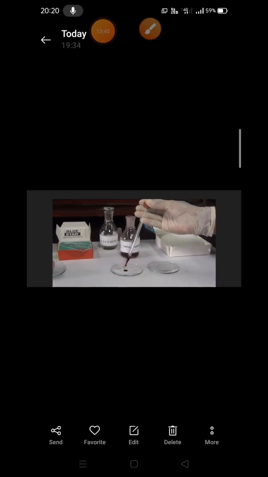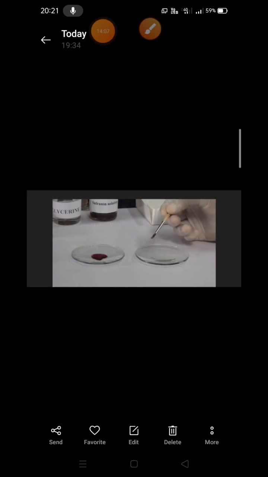So what is done? Next, a separate watch glass is taken and a few drops of safranin are added into it, and now we will transfer that onion peel membrane from that watch glass which was having water, जिसमें पानी था, उससे अब हम will transfer it into the another watch glass which is having the staining material.